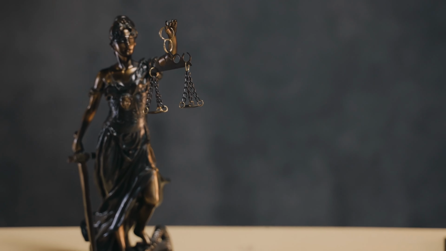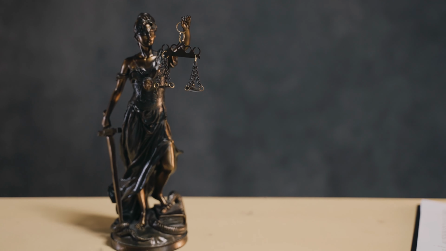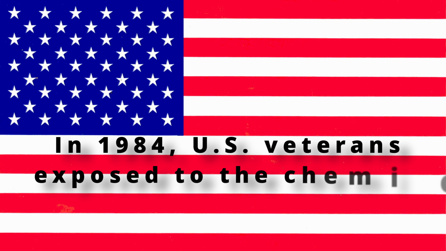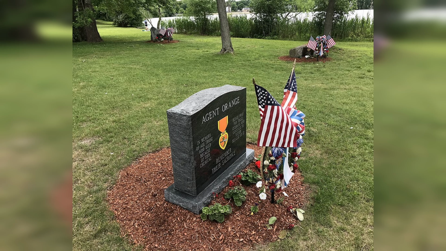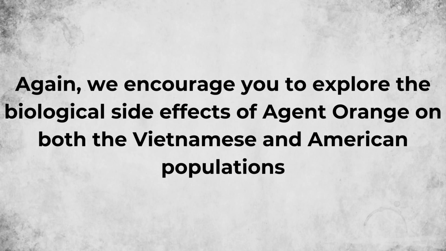The use of Agent Orange led to lengthy legal battles. In 1984, US veterans exposed to the chemical won a lawsuit against the companies that produced it, including Monsanto and Dow Chemical, resulting in a $180 million settlement. However, many veterans and their families continue to suffer from related illnesses, and legal battles over healthcare and support persist. For Vietnamese victims, generations still face the lasting effects of dioxin exposure, with birth defects linked to Agent Orange continuing to affect children.